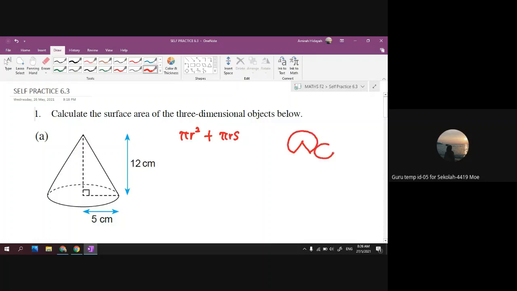Okay. So pi r square comes from this circle, because the formula to find the area of a circle is pi r square. So pi r square comes from this. Then pi rs comes from this shape. Ini adalah S dia.